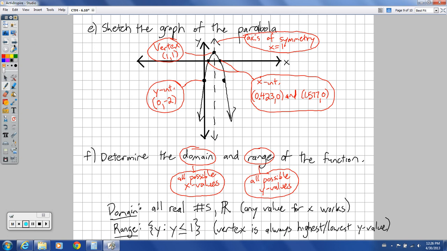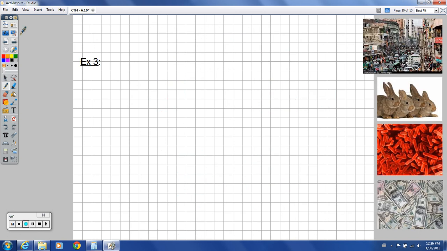Okay, so that's it for that one. We've got one more. You've seen this one. Example 2, though, definitely a long example, multiple parts to do, but hopefully you found it helpful, and hopefully it was a good review if you've seen that sort of stuff before of quadratics and how to graph those.